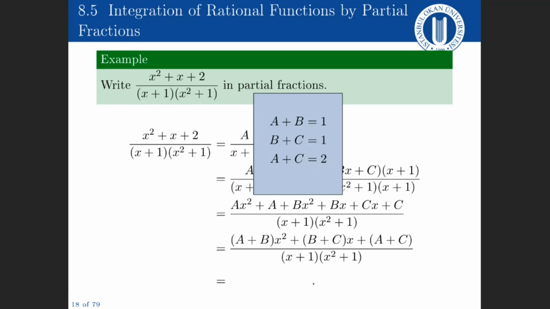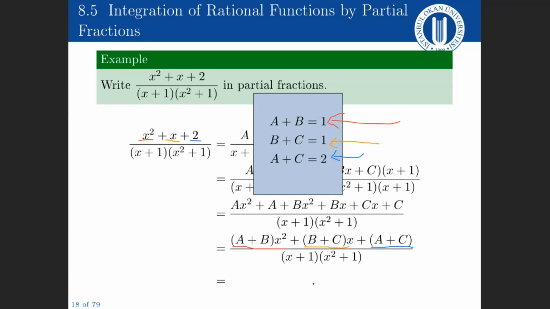So let's compare the terms. Here's an a plus b x squared and here's a 1 x squared. So a plus b must be equal to 1. Then I have b plus c x and 1x. So b plus c must be equal to 1. And then finally, I have an a plus c and a 2. So a plus c must be equal to 2.